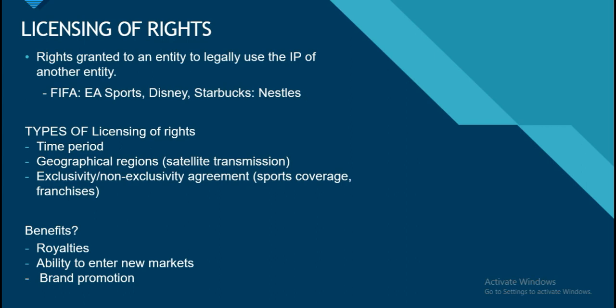The other thing too is that we see it play out in franchises. So here in Jamaica, we have Restaurants of Jamaica that operates, I believe, the KFC and the Burger King brands. And the benefit is that the licensing company is able to collect royalties. It also helps to promote their brand, and it also gives them the ability to enter new markets. So this is a form of market penetration.